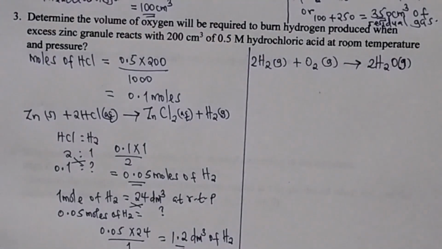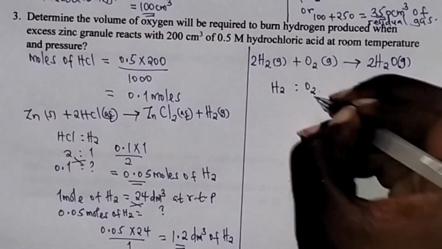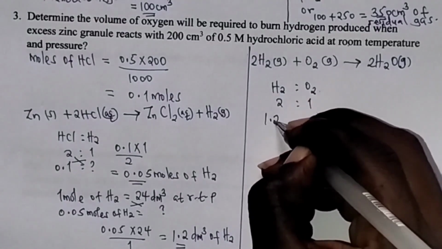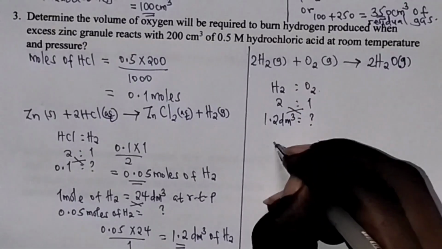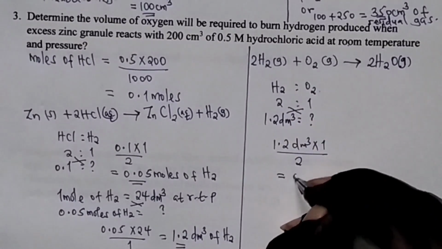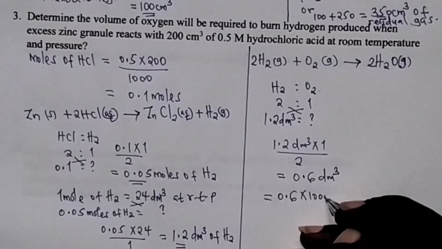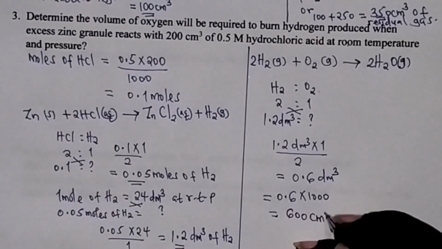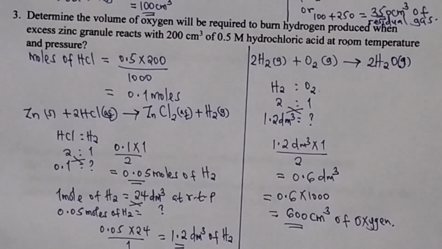So let's check the mole ratio between hydrogen and oxygen. The mole ratio is 2:1. The volume of hydrogen is 1.2 decimeter cube. We have gotten that. So we can ask ourselves, what is the volume of oxygen? So we can have 1.2 decimeter cube multiplied by 1, then divided by 2. This we are going to get 0.6 decimeter cube. So we can take 0.6, then multiply by 1000. Let's see what we are going to get. We are going to get 600 centimeter cube of oxygen gas. That will be how we are going to do that question.